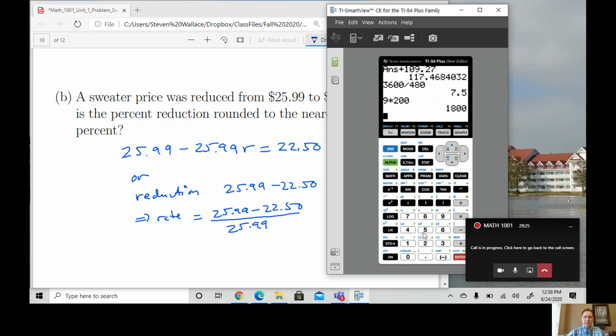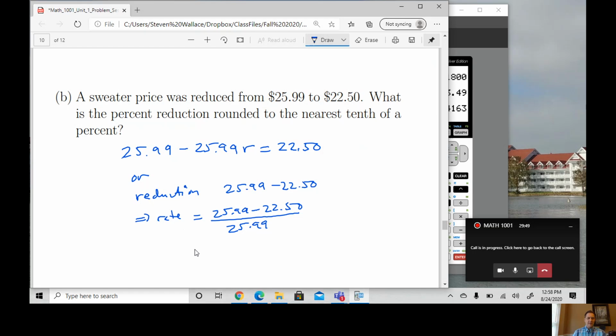So $25.99 minus $22.50, divided by $25.99, gives 0.134. If we round that to the nearest tenth of a percent, that's 13.4%.